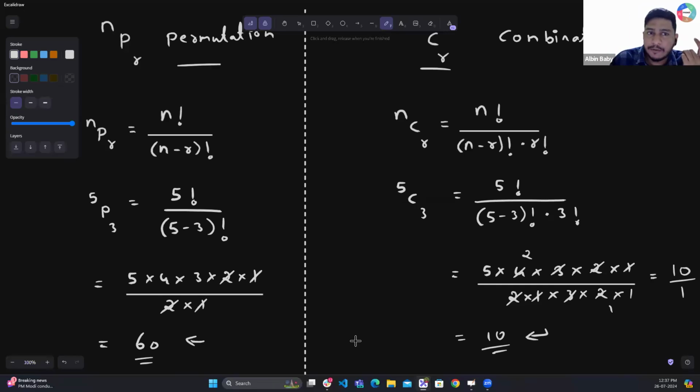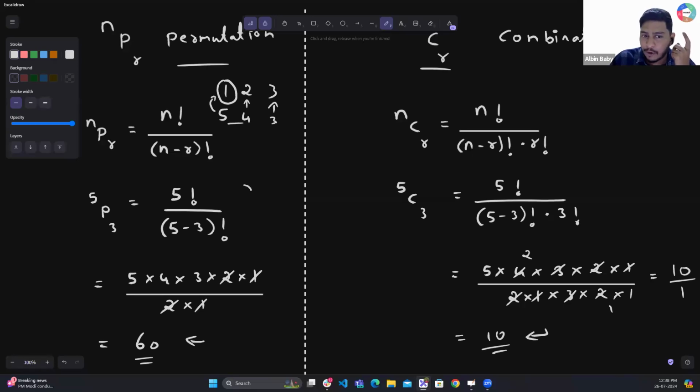But when you are thinking of permutation, think of a race. Let's say 5 people are running a race and there are 3 medals: first, second, third. For the first place there are 5 permutations. For the second place, if one guy got first, can he get second? No. So four people will be left. For the third place, how many people will be left? Three people. So that is 5 into 4 into 3.